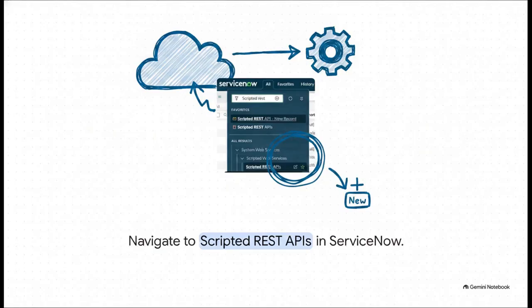ServiceNow actually makes it incredibly simple to get started with this. You really don't need to dig through endless dropdowns. Simply typing scripted REST into the filter navigator pulls up exactly where you need to be under System Web Services. From there, you just hit New to initialize your endpoint.